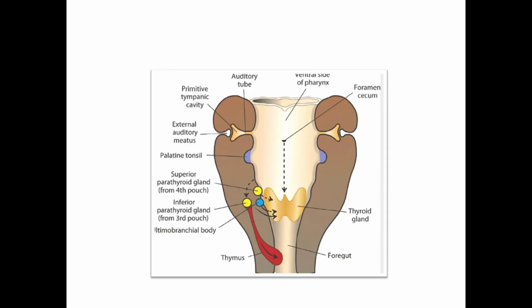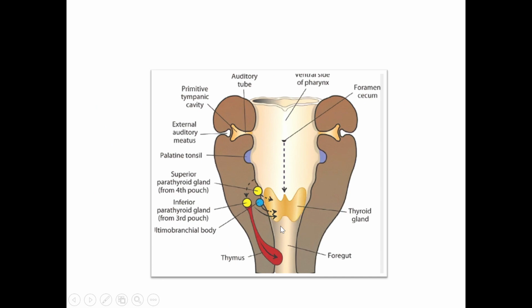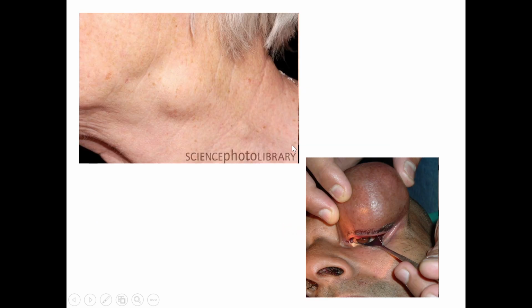So the sites again, we'll just see, it can be seen in the midline of the body, outer angle of the orbit, and the upper part of the anterior triangle of the neck. The pictures are here. These two are examples of the sequestration dermoid.